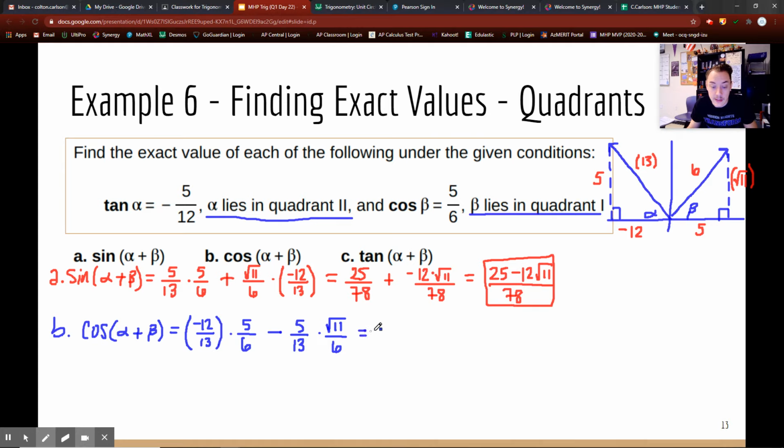When I equal this, negative 12 times 5 is negative 60. And then this is going to be minus 5 radical 11. And then I'm going to combine them all together here. I'm going to skip this extra step because 13 times 6 is going to be 78, just like before. Okay? Perfect. So this is cosine of alpha plus beta. Okay? Don't care what quadrant it's in. Don't care if it's negative or positive, but that's cosine of alpha plus beta. And you may be thinking, really?